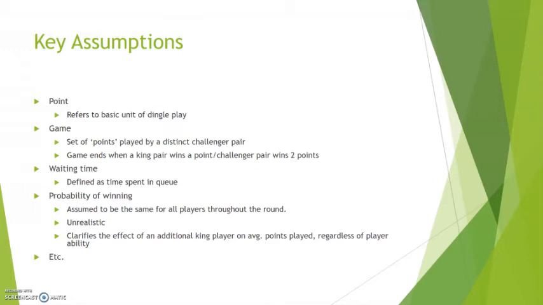The probability of winning is assumed to be the same for all players throughout the round. Though this makes the model less realistic, it allows us to clearly observe the effect of an additional king pair on the average points played, since it disregards player ability. The average waiting time for challengers is also not affected by who wins.